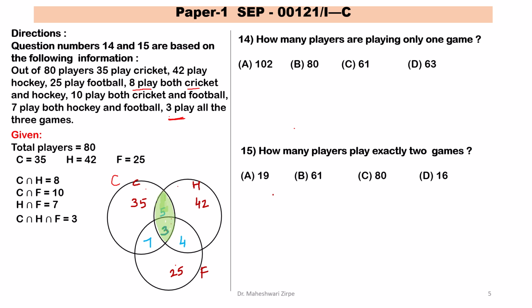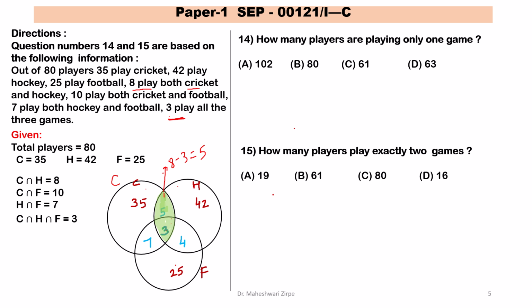The highlighted green part belongs to cricket and also hockey. So how many such players? There are 8. Out of 8, 3 are common for all 3 games, so the remaining will be 8 minus 3, which comes out to be 5. So we have written here 5.